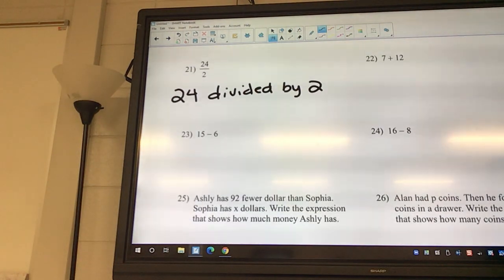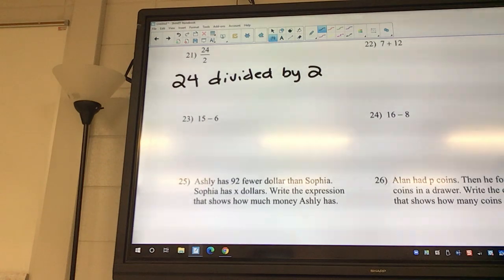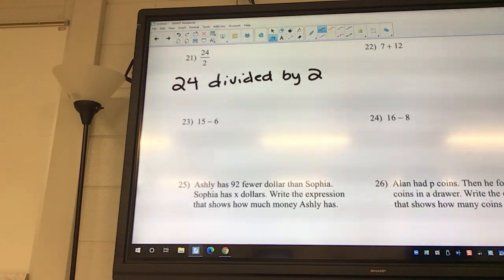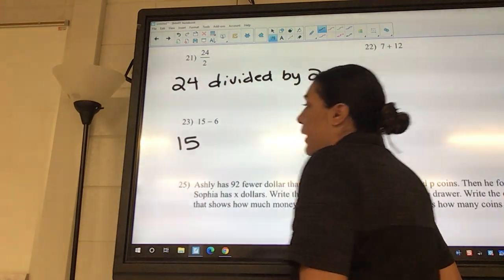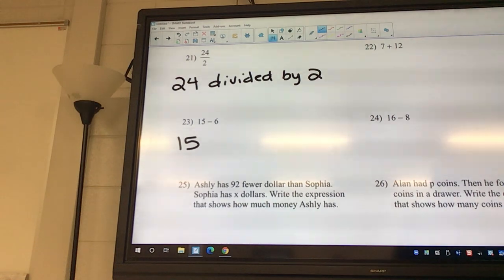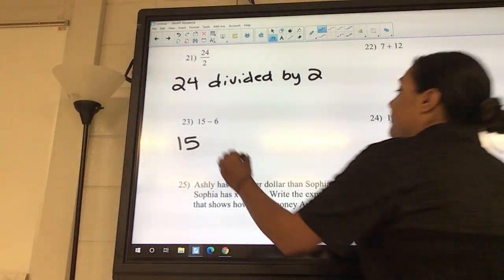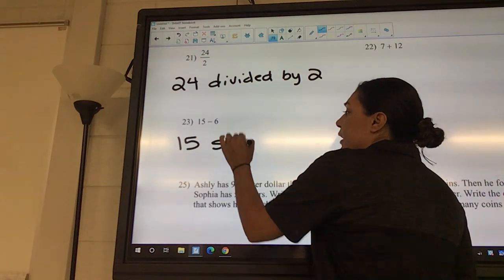Okay, 23. How do you read that? 15 subtracted by 6. What's another word you could use? Minus. You could say 15 minus 6. The difference of 15 and 6. Decreased. All right, that's a good one.